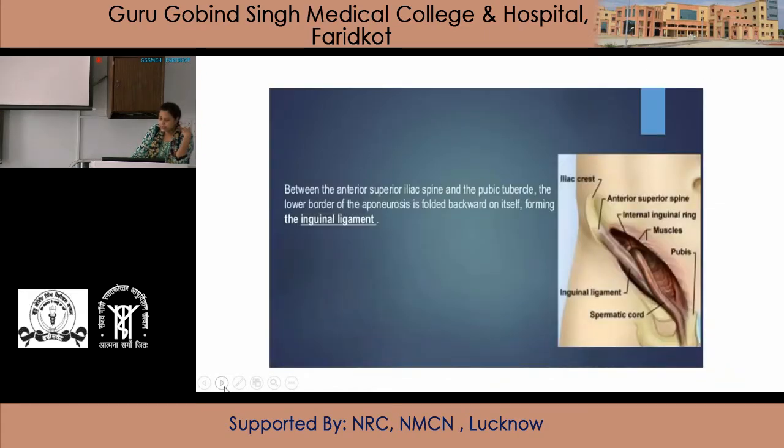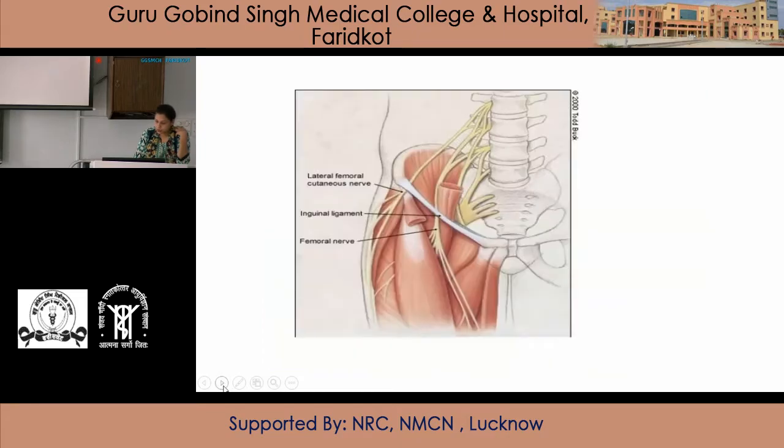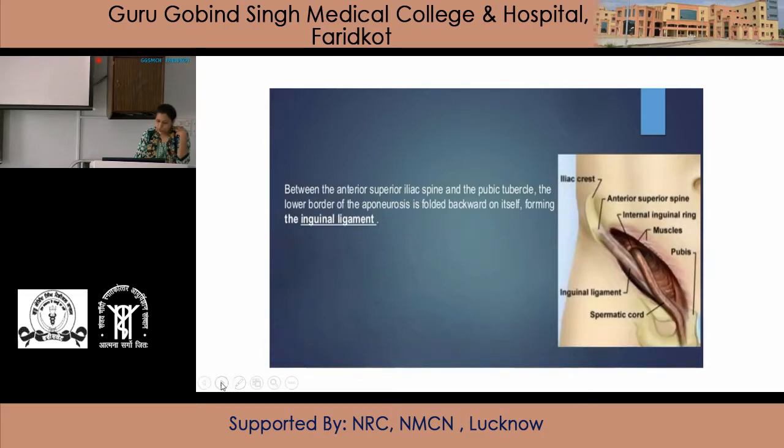Next is the inguinal ligament. What is the inguinal ligament? Between the anterior superior iliac spine and pubic tubercle, the lower border of the aponeurosis is folded backward on itself, forming the inguinal ligament. So here is the inguinal ligament, which is formed by the lower border of the aponeurosis.